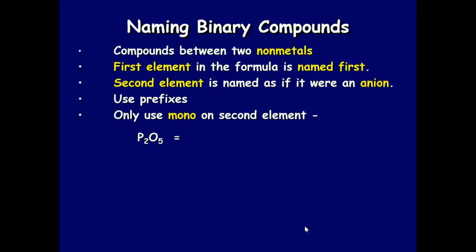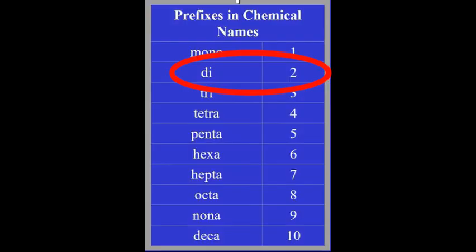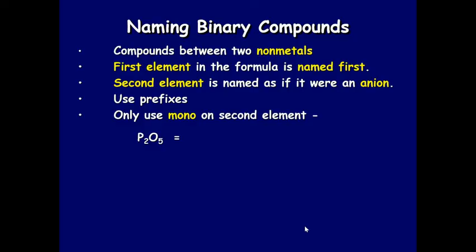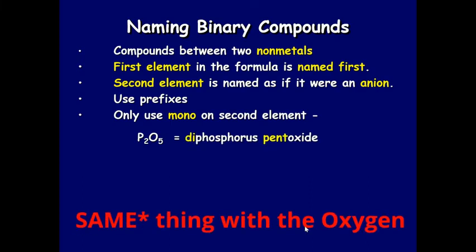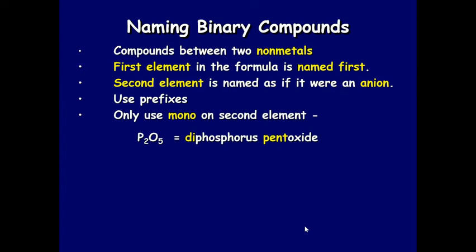And here are some examples. P2O5, we write the phosphorus, and we change the oxygen to oxide. And then we need to say how many phosphoruses there are. And since there is 2, we use di, and we put that in front of phosphorus. Same thing with the oxygen. The prefix for 5 is penta, so we put penta before oxide. So the whole name is diphosphorus pentoxide.